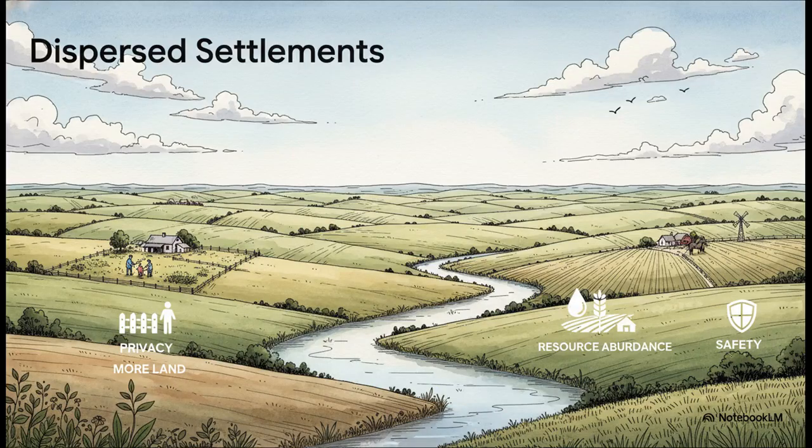But see, this pattern only really works if you can assume a couple of things. One, that you're safe from attack, and two, that you've got plenty of resources like water to go around. So the big trade-off here is you're swapping that tight-knit community for a whole lot more privacy and a lot more land for your family to work.